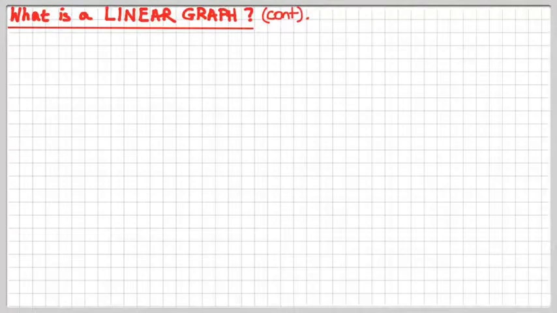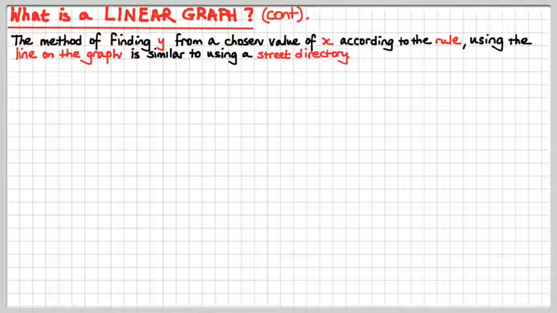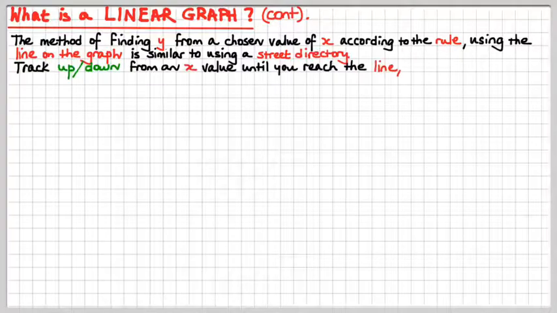So, what is a linear graph, continued? The method of finding y for a chosen value of x according to the rule, using the line on the graph, is what we do to find a value of y for a chosen value of x, or vice versa for that matter. It's similar to using a street directory.